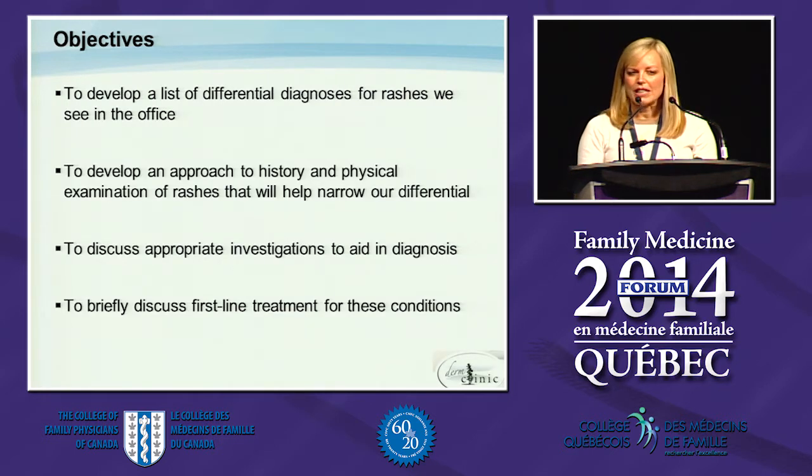In terms of our objectives, we're going to try to develop a list of differential diagnoses for some of the common skin eruptions that we see in the office. We're going to talk about an approach to our history and physical examination and how we can use these to narrow our differential. We'll talk about what appropriate investigations we can use to help us come to a diagnosis. And then I'm going to briefly talk about quick first-line treatments for the conditions that we look at.